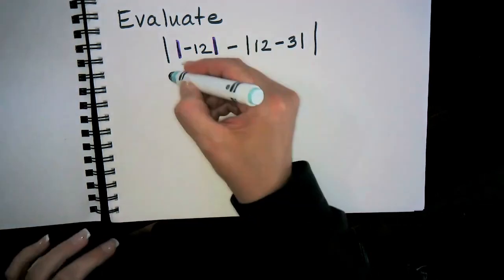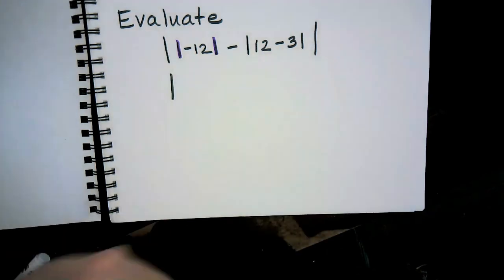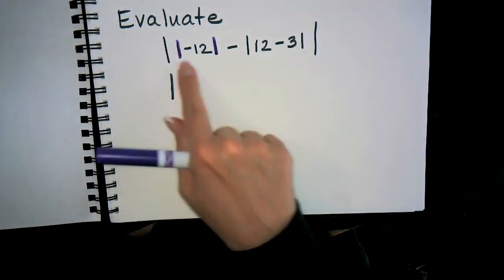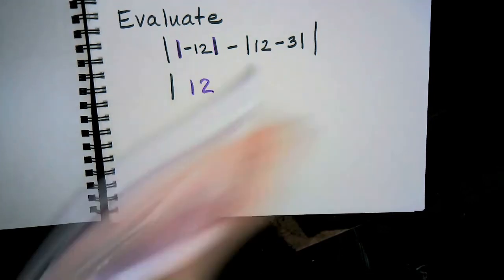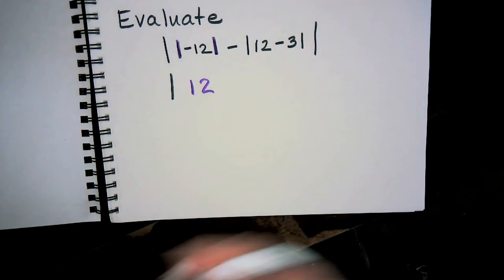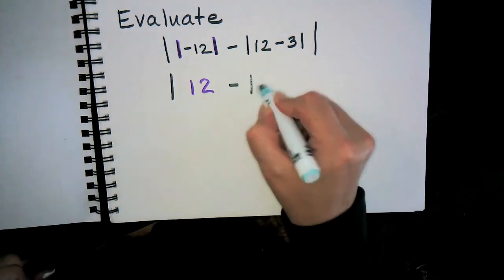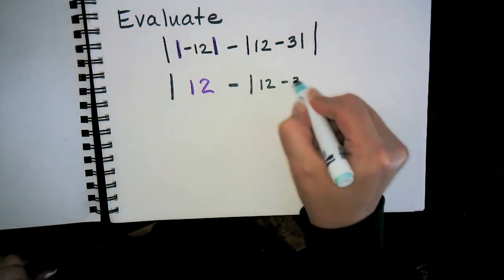So here's what I'm going to do, friends. I'm going to keep that absolute value on the outside. I'm going to rewrite this whole thing right there as just a 12. And I'll do it in purple so we know that that's where it came from. Now we still have the rest of the problem, so let's not lose that.